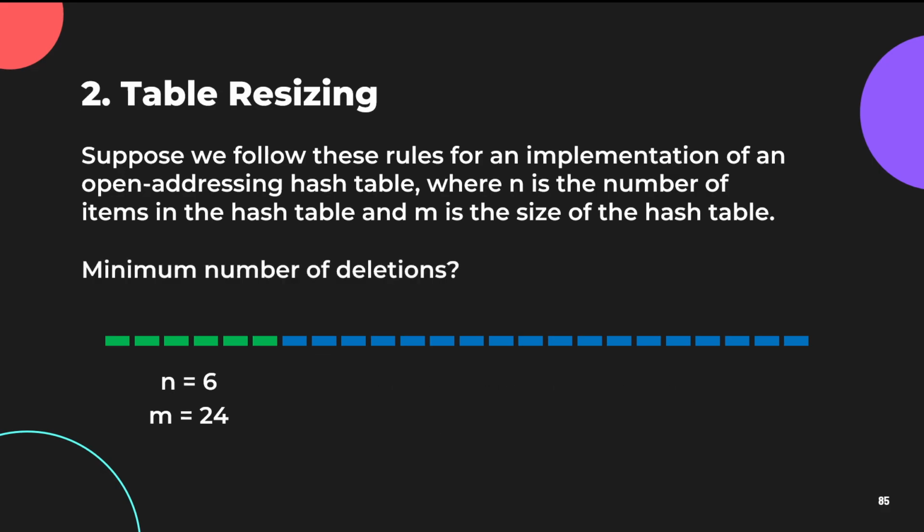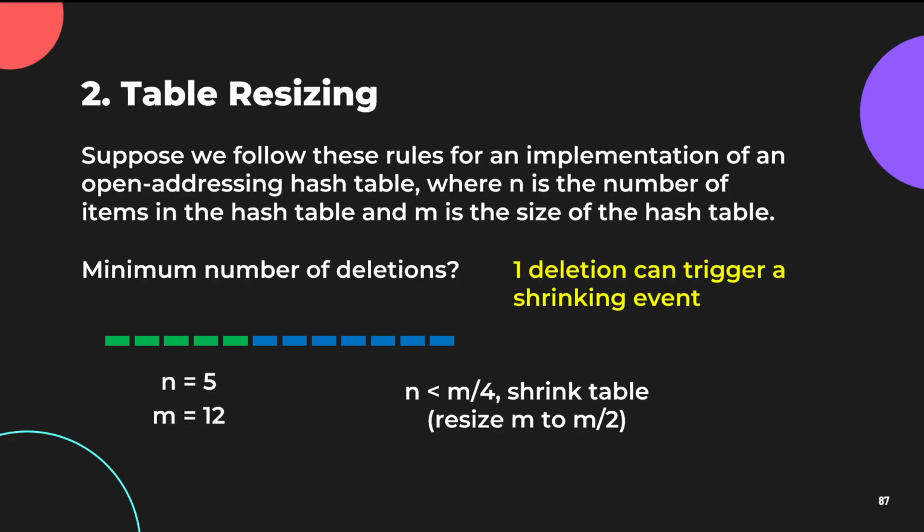If I delete this part, then my n would be less than 24 divided by 4, which is 6. So 5 is less than 6. So I will need to resize my m from 24 into 24 divided by 2, that is 12. And hence this would be just one deletion. Now the tricky part is, how about insertions? This part might be mixed opinions. What about insertions?